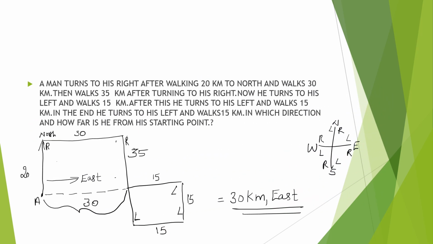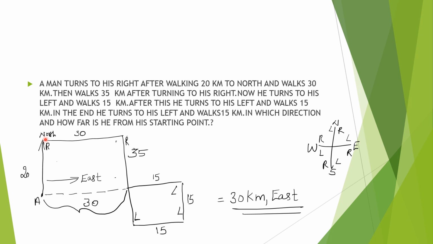So let us start with the problem. A man turns to his right after walking 20 kilometers to the north. Okay, so he started from here. From here he walked to the north. So this is the north. He walked to the north 20 kilometers.